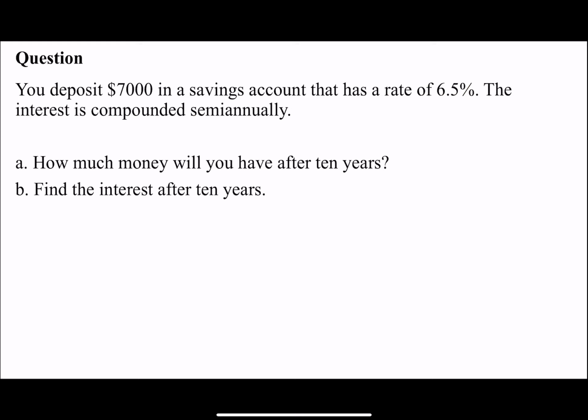Okay, so you deposit $7,000. That's your principal. The savings account has a rate of 6.5%, so R is 0.065. The interest is compounded semi-annually, so N is equal to 2, right? Semi-annual, twice a year, N is 2. How much money will you have after 10 years? So time is equal to 10 years. It wants you to find the future value, and then part B wants you to find the interest.